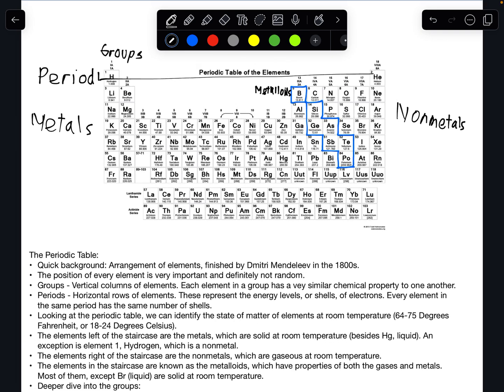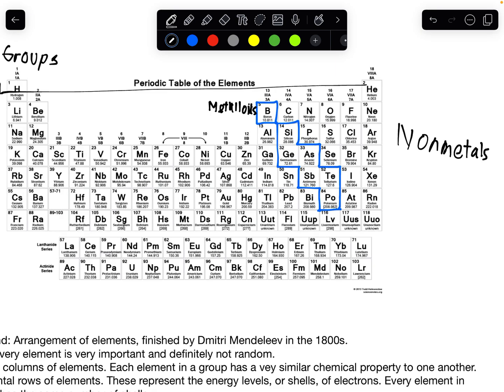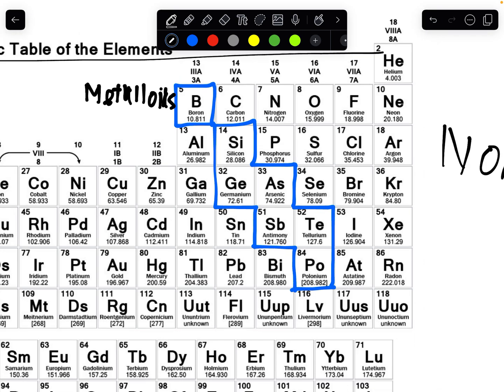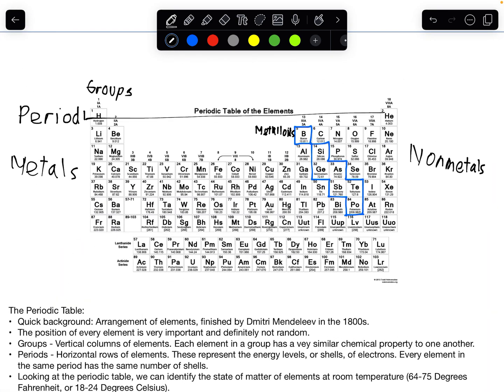So basically, everything on the left of the staircase, which are the metals, are solid at room temperature. Room temperature is 64 to 75 degrees Fahrenheit or 18 to 24 degrees Celsius, meaning that at this temperature, it would be a solid element. On the right-hand side, the nonmetals are gases at room temperature. And the metalloids, which share properties of both metals and nonmetals, tend to also be solids at room temperature, along with the metals.